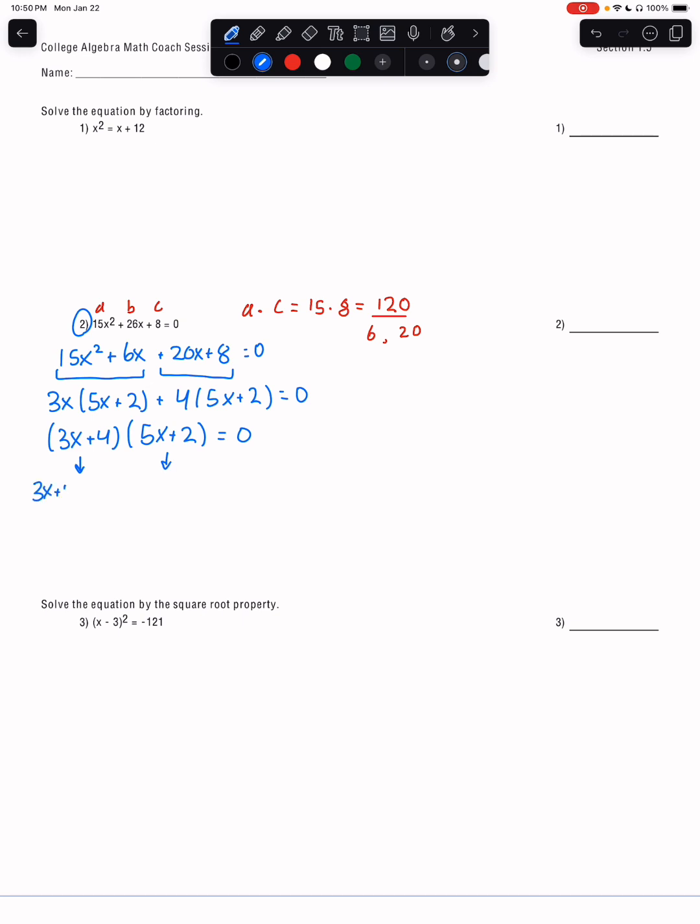So we'll have 3x plus 4 equals 0. Subtract 4, move it to the right hand side, divide by 3. We have negative 4 over 3 is one of the answers. Do the same thing. And these would be our two answers for question number 2.